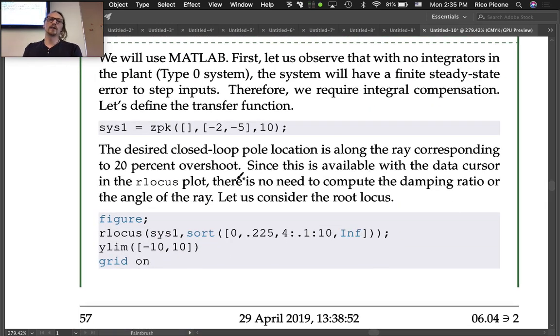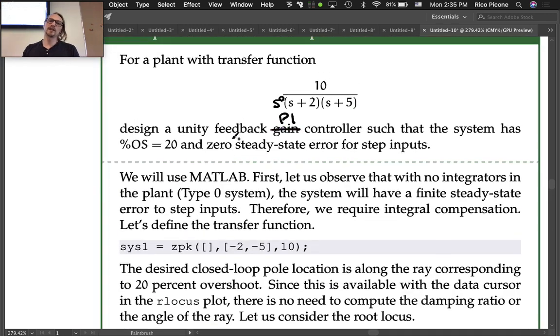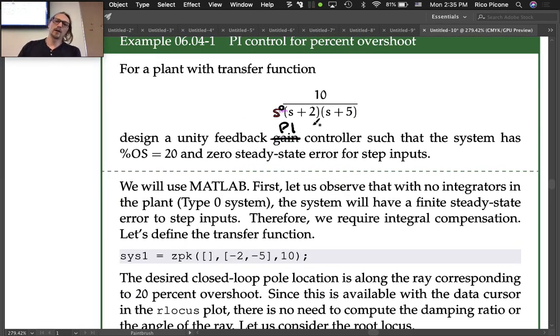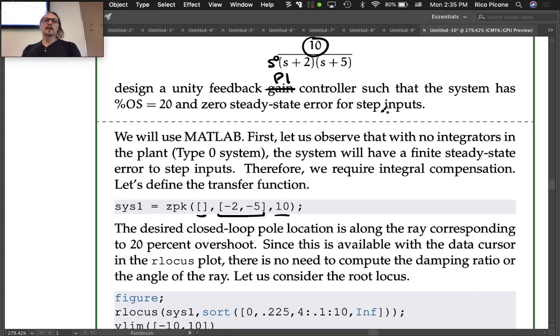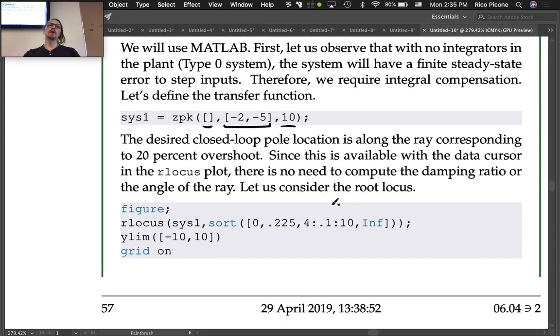So let's start off by defining the transfer function. This is just taking our transfer function and using ZPK to define sys1, which has a pair of poles at -2 and -5, no zeros, and a gain value of 10. The desired closed loop pole location is along the ray corresponding to 20% overshoot, right? That was one of the requirements that we had here, 20% overshoot. Since this is available with the data cursor in our locus plot, there is no need to compute the damping ratio or the angle of the ray.